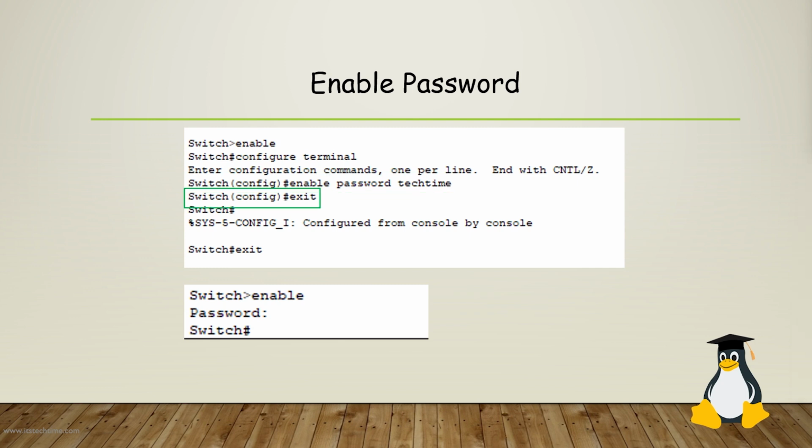Then we typed exit to leave global configuration mode, which returned us to privileged exec mode. And then we typed exit again to leave privileged exec mode and to enter user exec mode. In user exec mode, we type enable again to go from user exec mode to privileged exec mode. This time we were asked for a password. Remember that the password is not displayed when you type it. And when you successfully type the password, you are brought back into privileged exec mode.